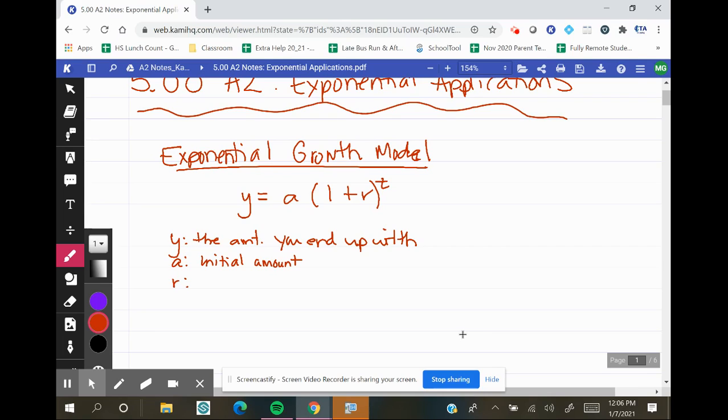R is your rate. So it's your percent increase. And what's important about R is that it must be written as a decimal. So here's where you would change from a percent to a decimal, go to the left. That's how you change a percent to a decimal.